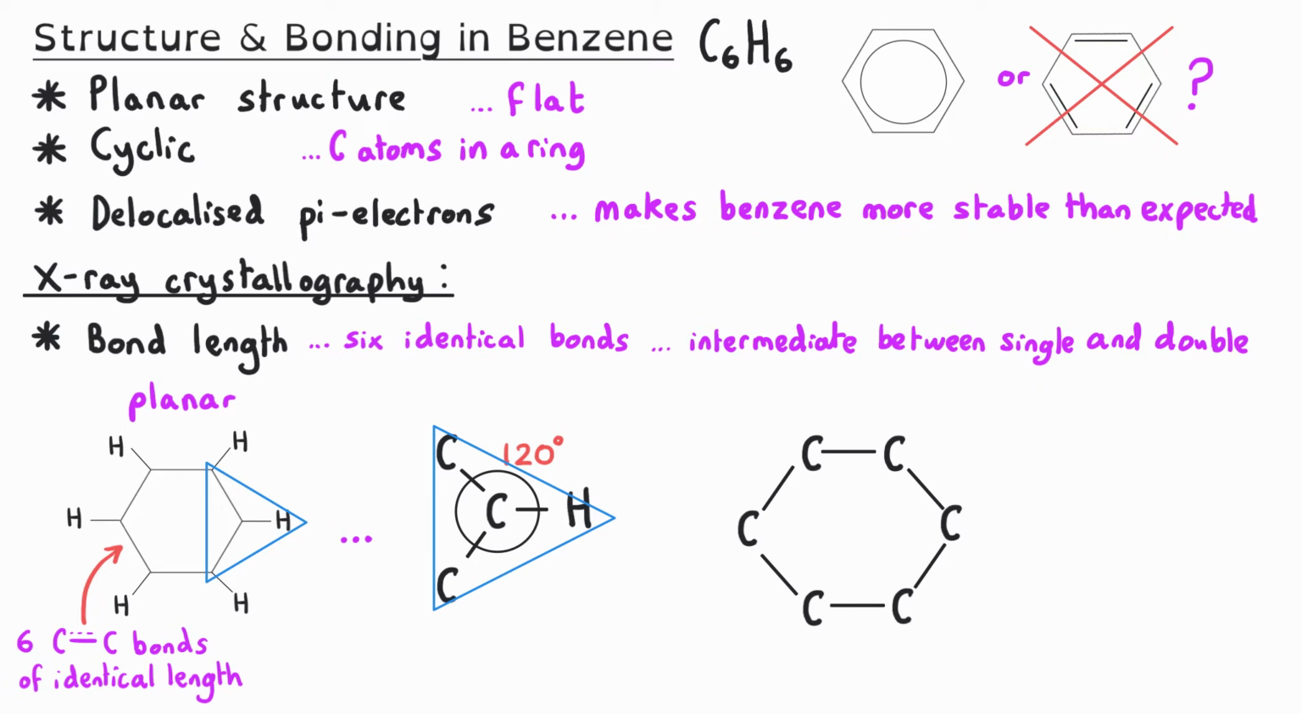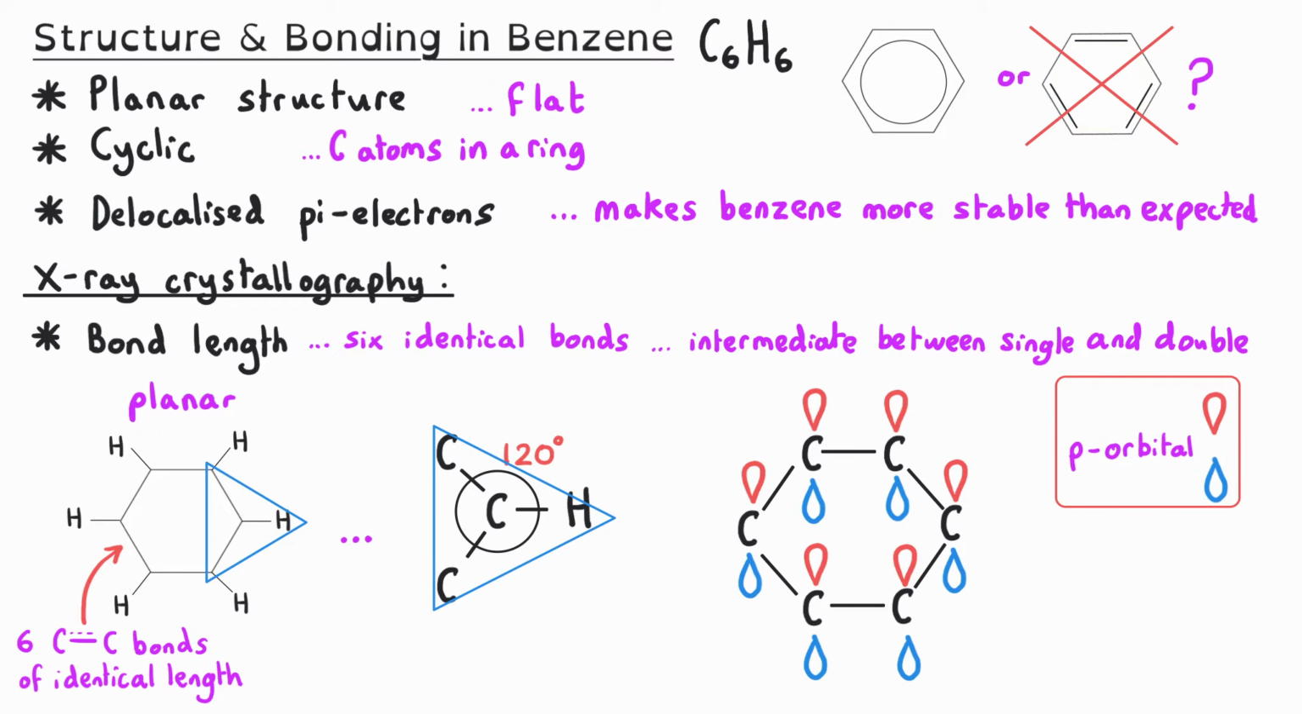The planar nature of benzene and all aromatic compounds is a vital ingredient that gives rise to the delocalised pi electrons as part of the structure. Carbon is in group 4 of the periodic table, so it has 4 electrons in its outermost energy level. Since it's only using 3 of these electrons to form covalent bonds, it has a spare electron. And this spare electron is found in a p orbital.